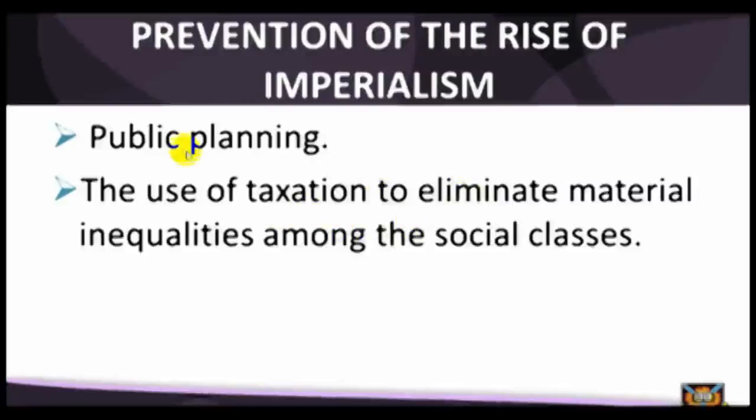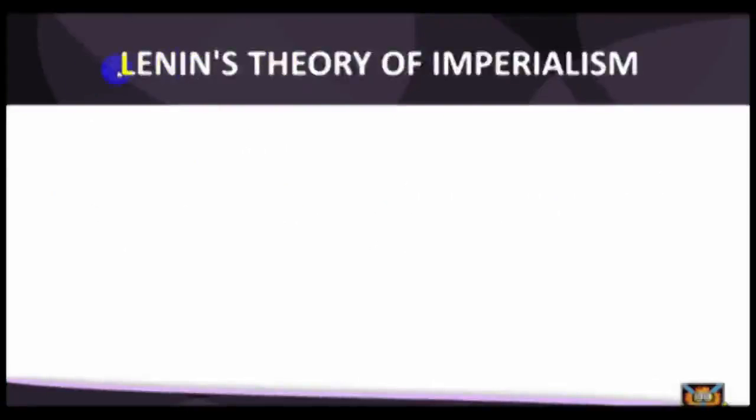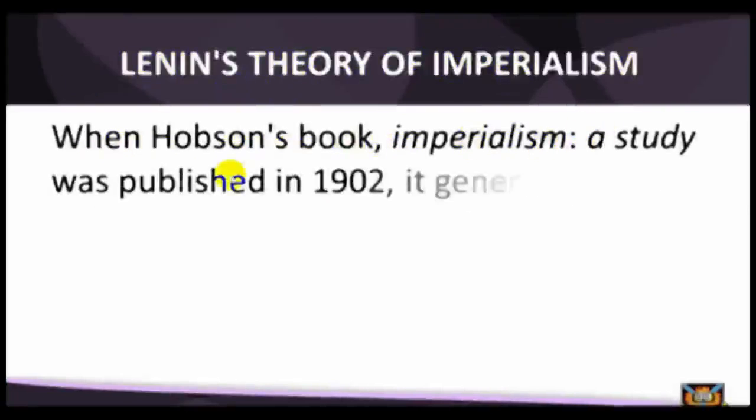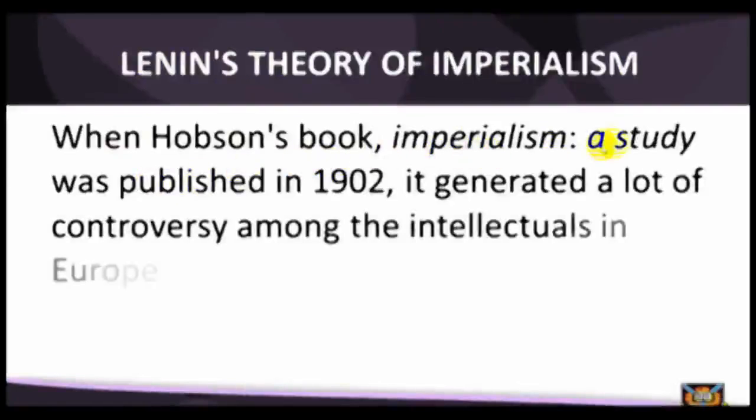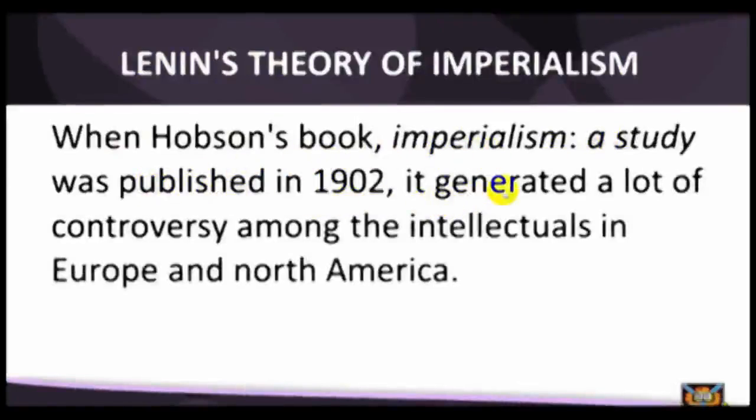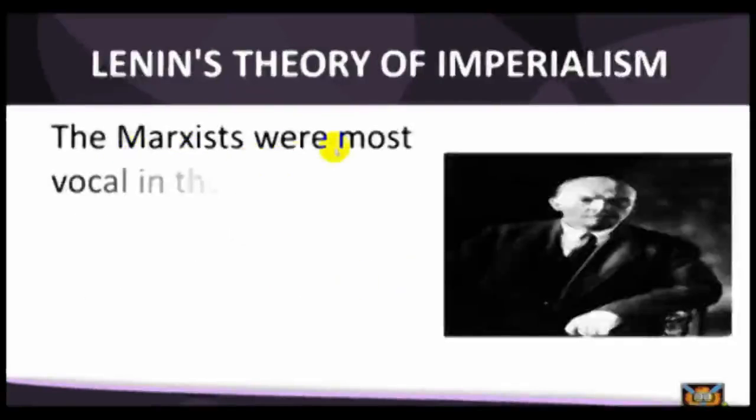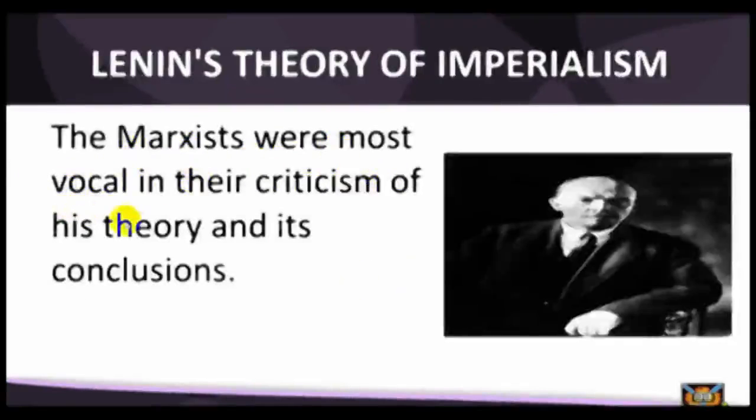Now, after treating Hobson's theory of imperialism, let's move on to Lenin's theory of imperialism. Let me introduce this by telling us that when Hobson's book titled Imperialism: A Study was published in 1902, it generated a lot of controversy among intellectuals in Europe and North America. The Marxists were most vocal in their criticism of his theory and its conclusions.